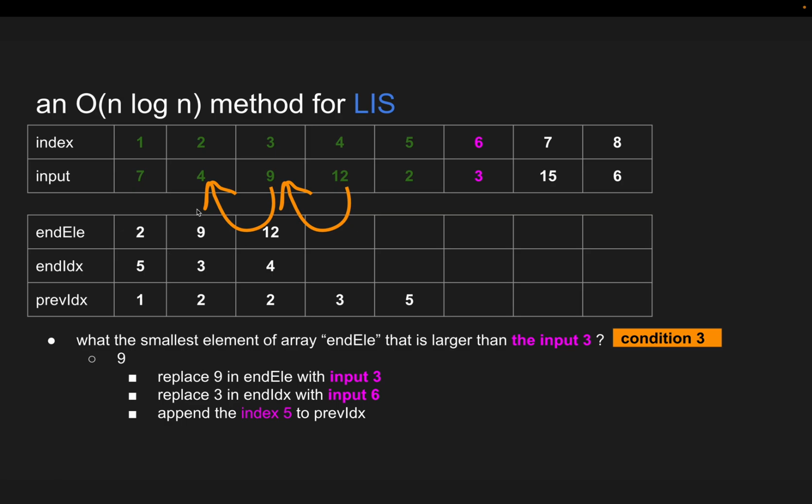Meaning that we have an increasing subsequence of length 2, which has the smaller end element. So we can append 3 to length 1, which is 2. So 2, 3. So the previous position should be 5. Why? Because the length 1 is 2 currently, and its position is 5. So we say 5.